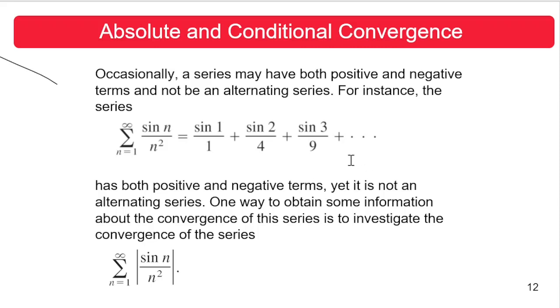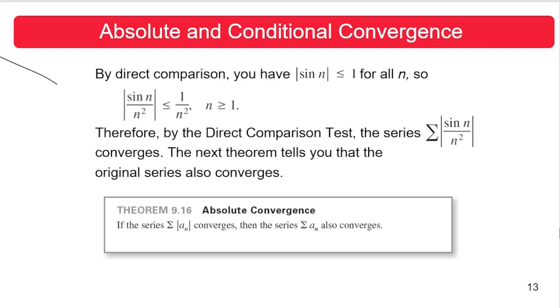One way to obtain some information about the convergence of this series is to investigate the convergence of the series summation of the absolute value of sine n over n squared, where n is from 1 to positive infinity. By direct comparison, if you can recall from trigonometry, the absolute value of sine n is less than or equal to 1 for all n. Why? Because the value of sine n ranges from -1 to +1. Then dividing both sides of this inequality by n squared, we get the absolute value of sine n over n squared is less than or equal to 1 over n squared for all n greater than or equal to 1.